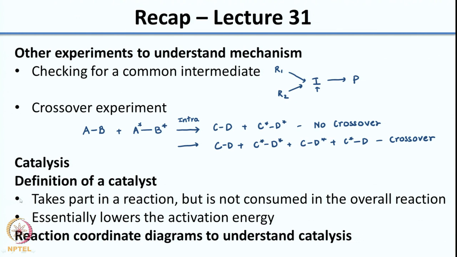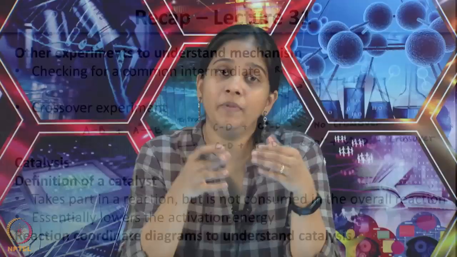Then towards the end of the class, we started the topic of catalysis. Now we started with the definition of a catalyst. So a catalyst is a molecule which takes part in the reaction but is not consumed in the overall reaction. So whatever the catalyst does during the reaction, by the end of the reaction you get back the catalyst. And the main role of the catalyst is that it lowers the activation energy. So what that means is the reaction goes faster.